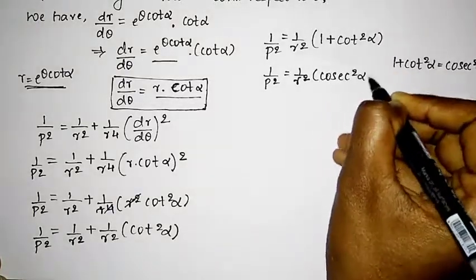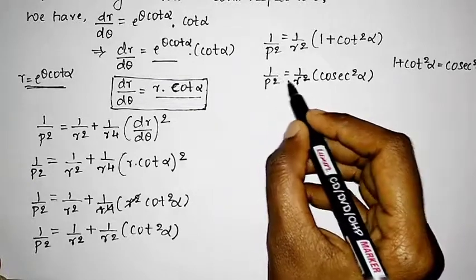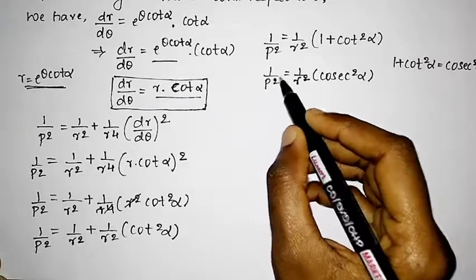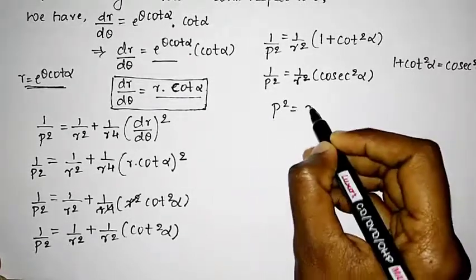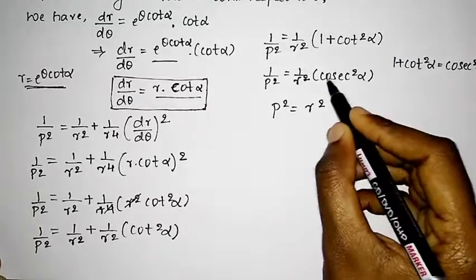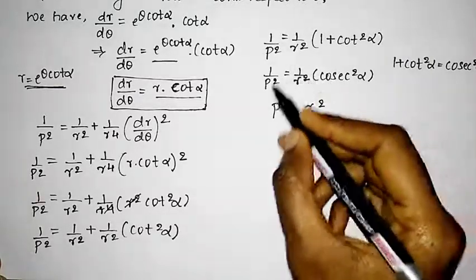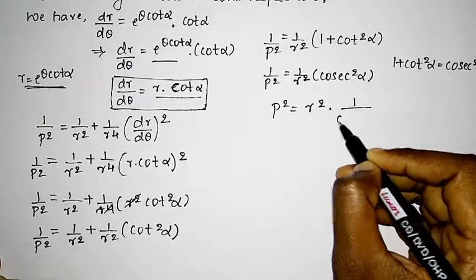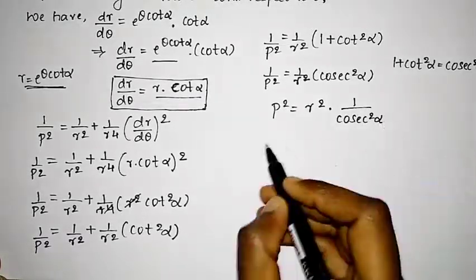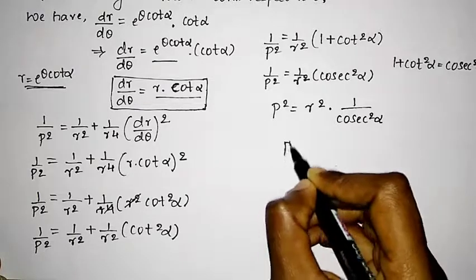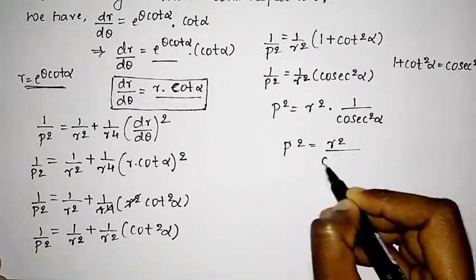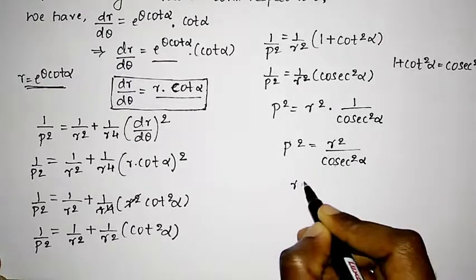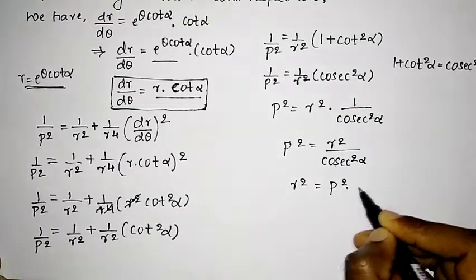So 1 by p square is equal to 1 by r square into cosec square alpha. Now write it in the form of p square, so we have eliminated the fraction. Therefore p square is equal to r square into 1 divided by cosec square alpha, so p square is equal to r square divided by cosec square alpha. Therefore r square is equal to p square into cosec square alpha.